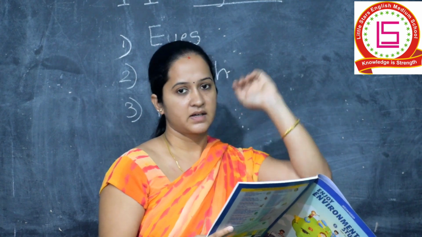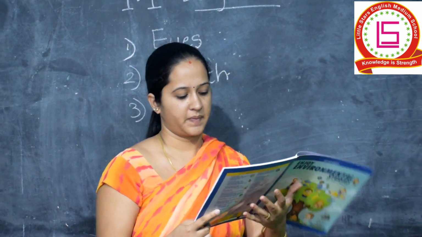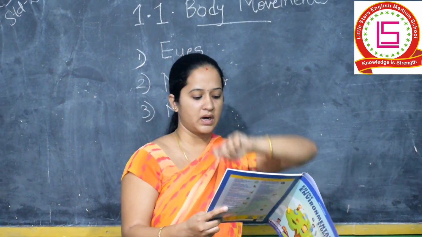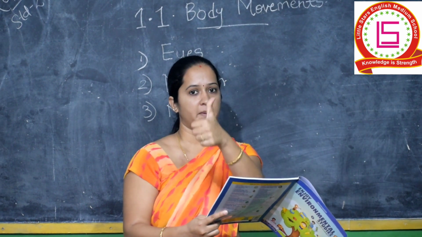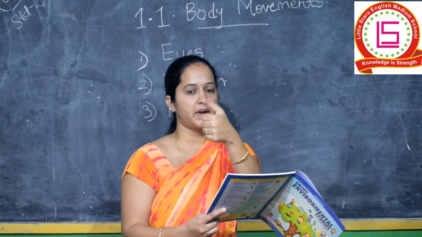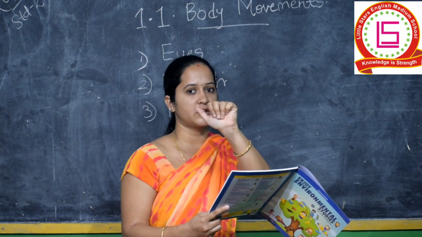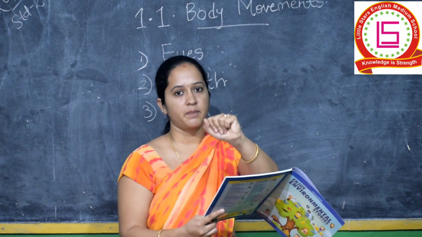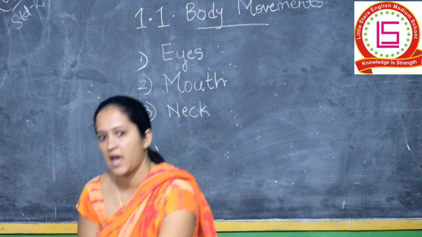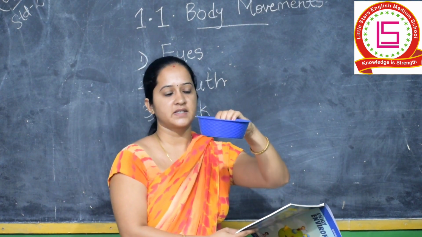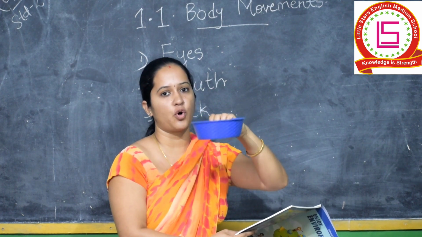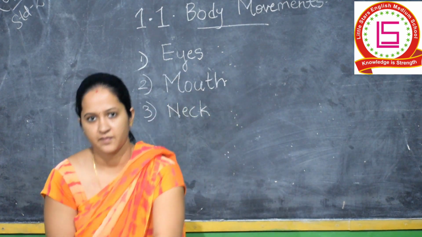Now next, we are able to work with our hands. Where is our hand? This is our hand. We are able to work with our hand, our fingers and thumb. The thumb can bend and the fingers can also bend. It can help us to hold any object. Correct? You can see this. Your hand can help you to hold anything.